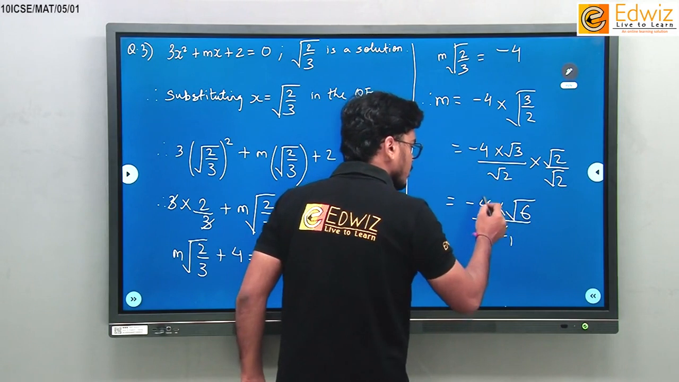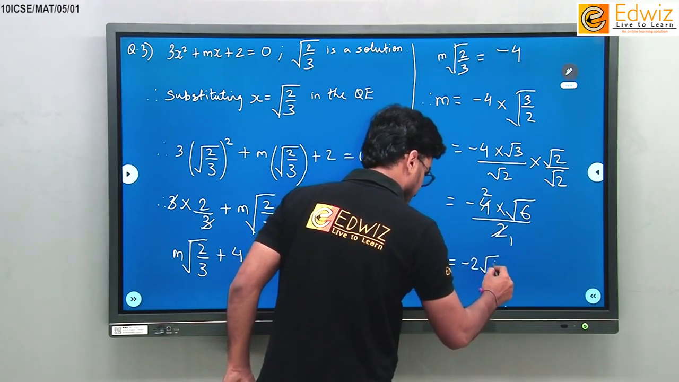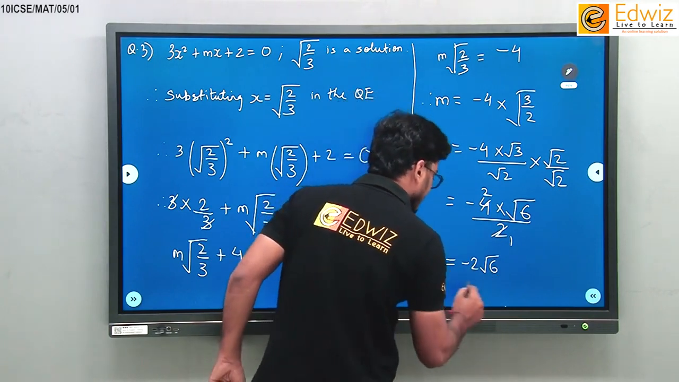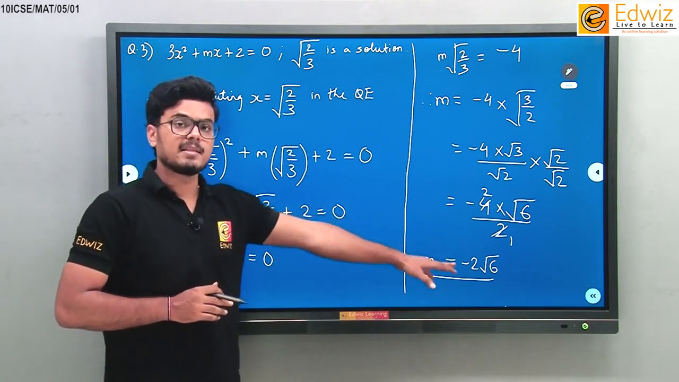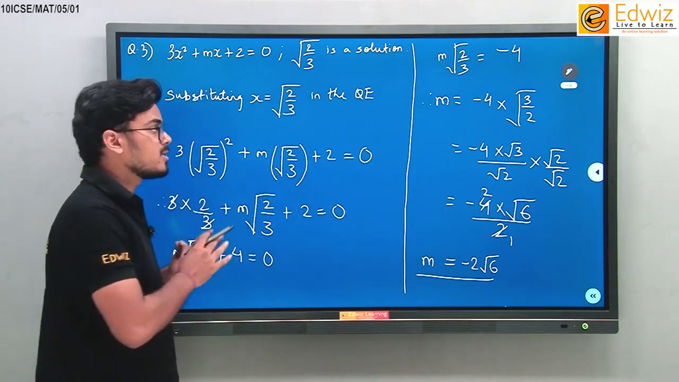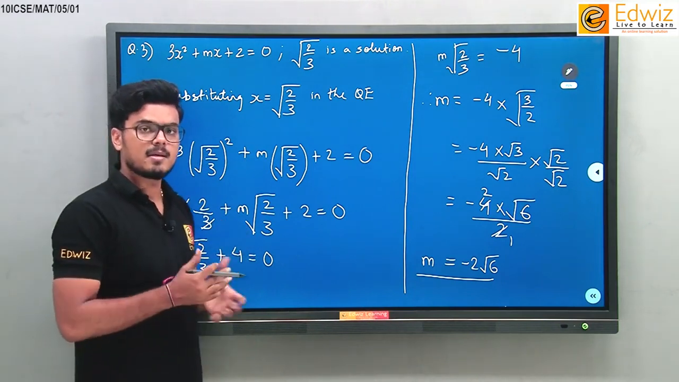So 2 ones are 2, 2 twos are 4. The final answer is minus 2 root 6. This is the value of m. Okay, so the value of m in this equation is minus 2 root 6. I hope you understood the question. I'll give you 2 minutes to note this down, then we'll move on to the next question.